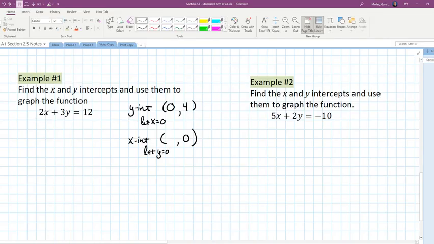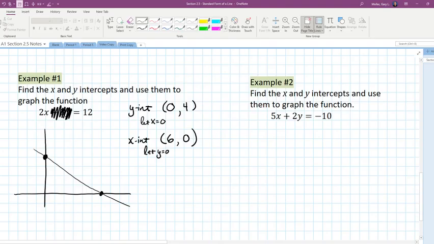The x-intercept is going to be where we let y equal 0. And what's that going to do? When I let y equal 0, the term with y in it just disappears, and I get 2x equals 12, and I divide by 2, and I get 6. Now I can graph this point by simply graphing those 2 points. 1, 2, 3, 4, 5, 6. And 1, 2, 3, 4. 0, 4 goes up, 6, 0 goes over, and then I connect them with a line.